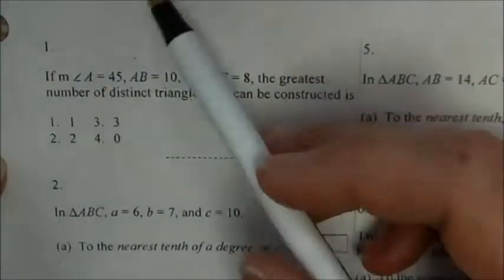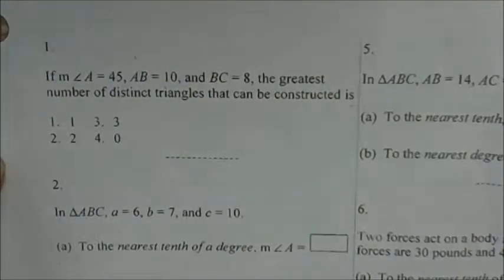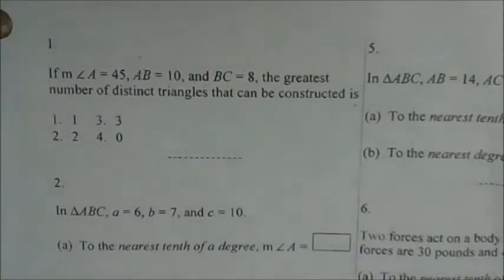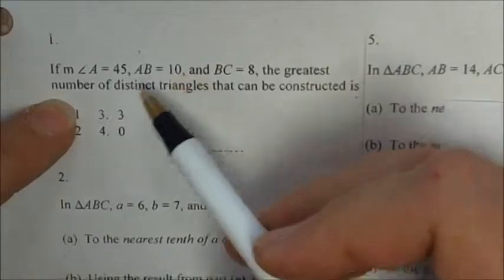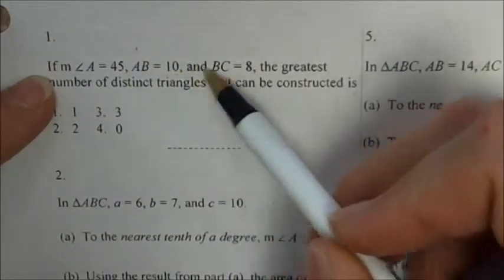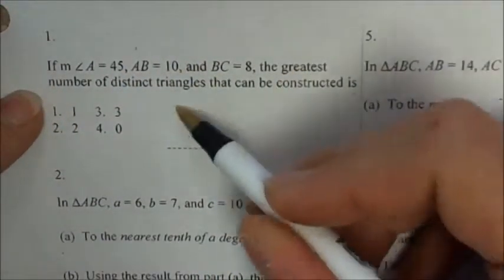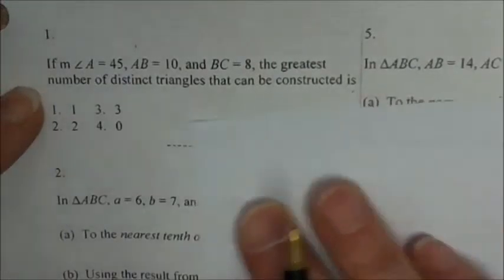Today I'm going to go over the Chapter 14 Castlelearning review exercises in case you were absent today, or if you just want to review this again. Question number 1 gives you some information about angle and two sides, and it says the greatest number of distinct triangles that can be constructed.